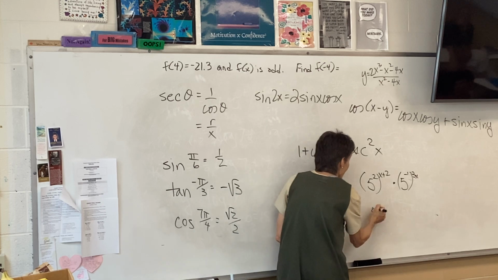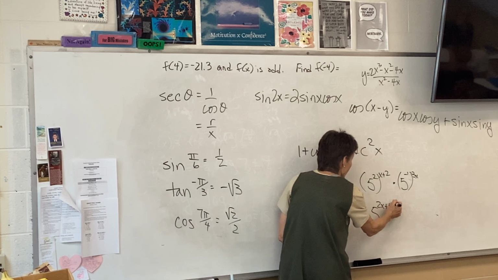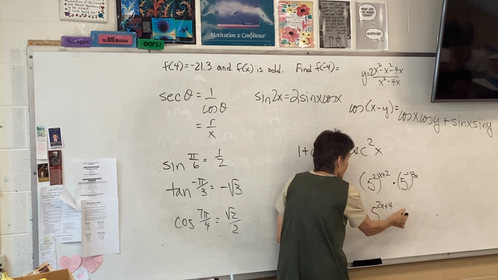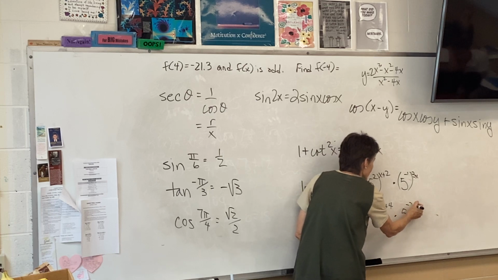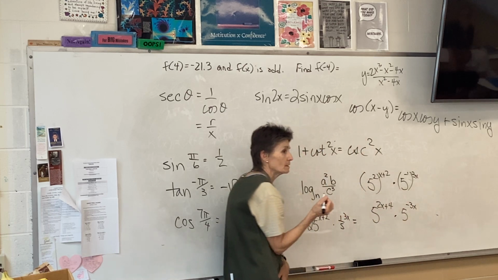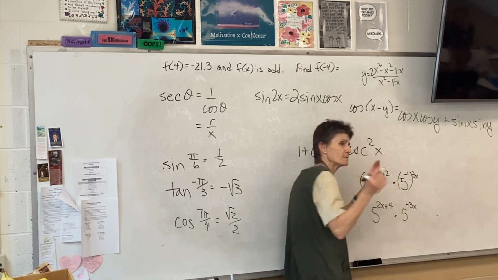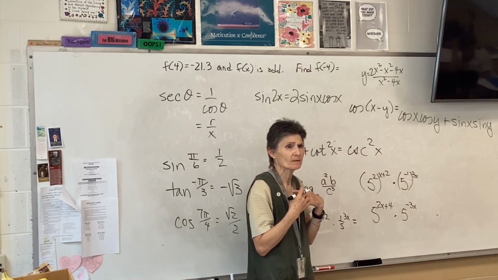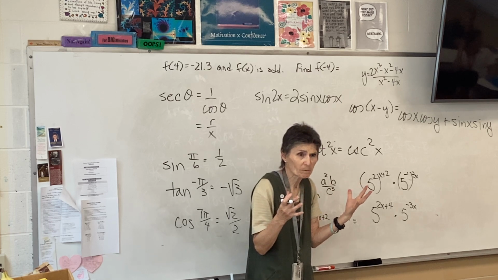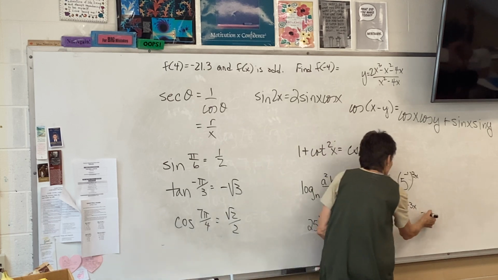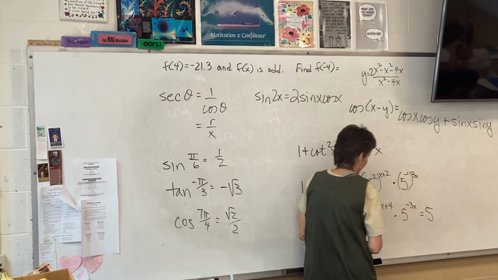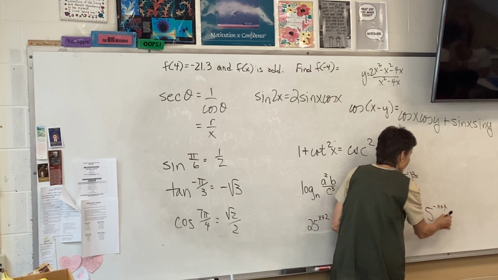So we have 5 to the 2x plus 4, times 5 to the negative 3x. And then what do we do with these? Add them. Not an equation. We're not setting them equal to each other. We're adding the exponents to multiply. So that's going to be 5 to the negative x plus 4.